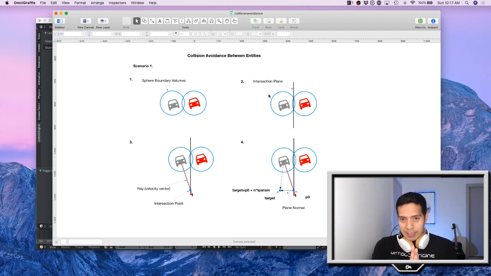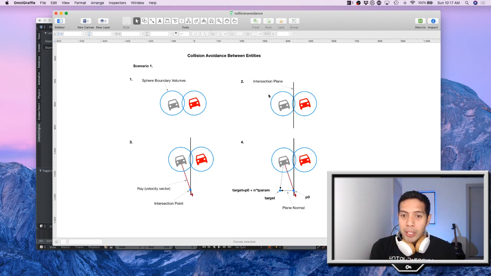Now, I know that some people may say, no, a plane is not created. You're right, a plane is not created. When two spheres are intersecting, what is created is actually a circle. All right.